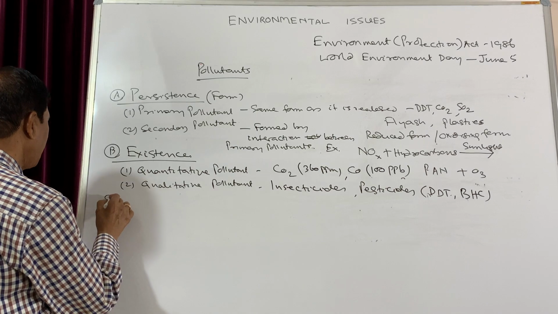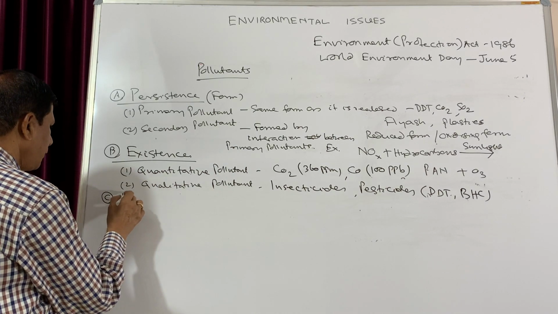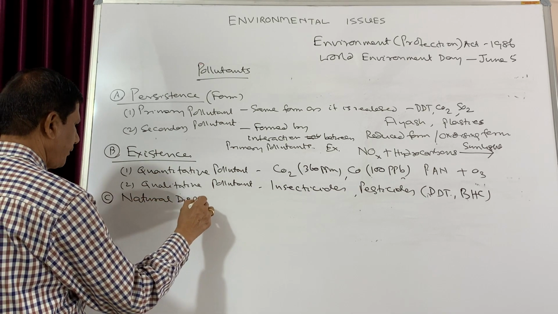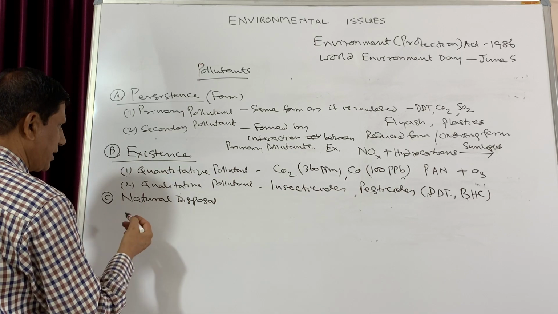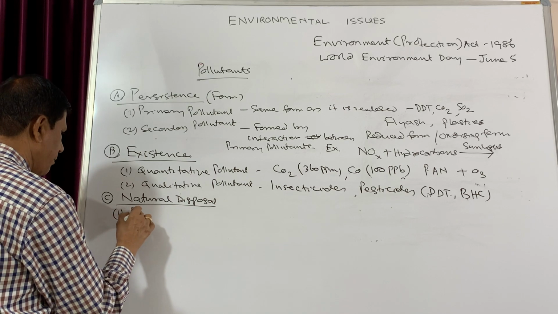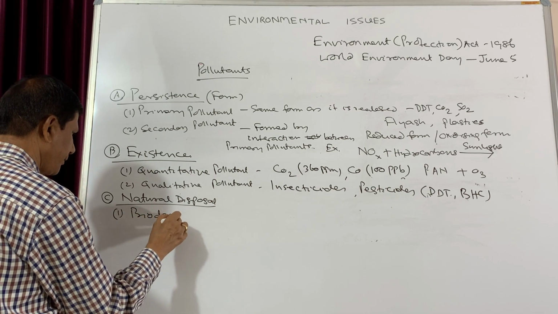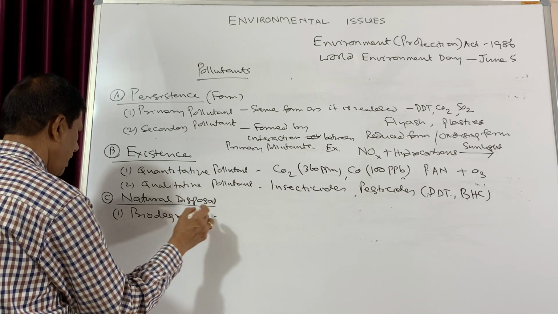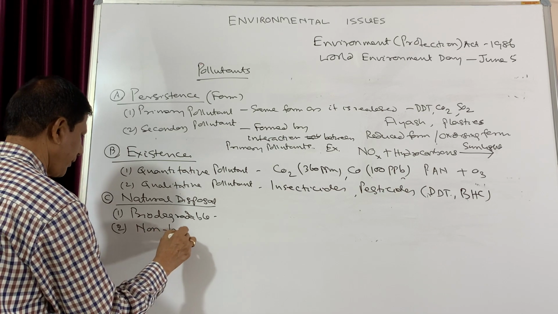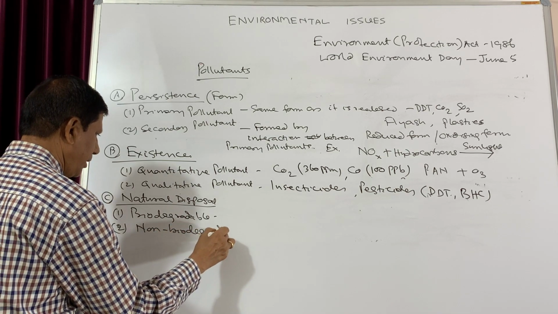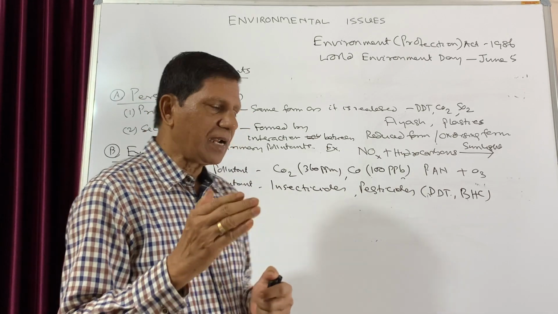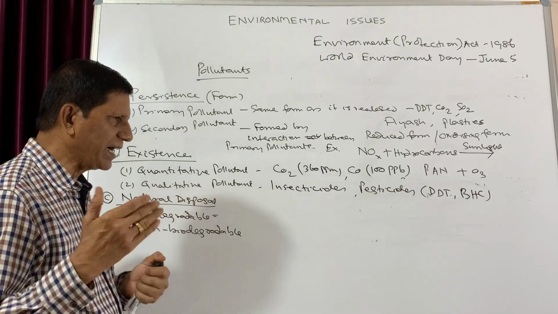Now come to the third category. The third category is according to natural disposal. And according to this natural disposal, again there are two types. There may be biodegradable pollutants, or the second is non-biodegradable pollutants.